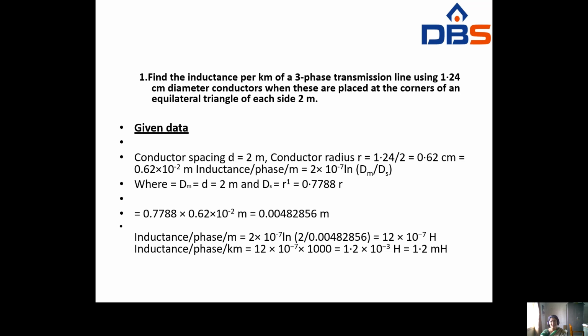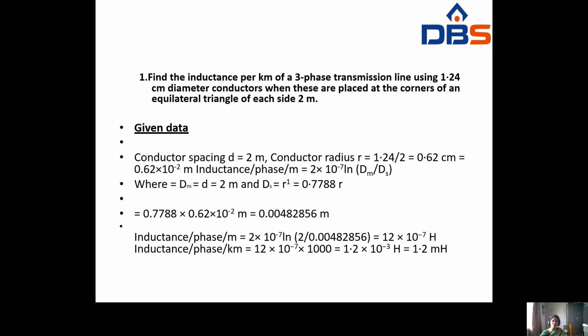Here, conductor spacing, that means the distance between each conductor, is 2 meters. With three conductors, for each conductor the distance between the conductors is 2 meters. Conductor radius: in the problem the diameter is given, and whenever you want the radius you write diameter by 2. So you write 1.24 by 2, which gives 0.62 centimeters.